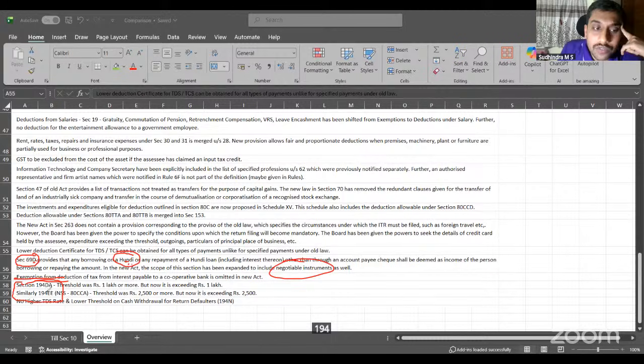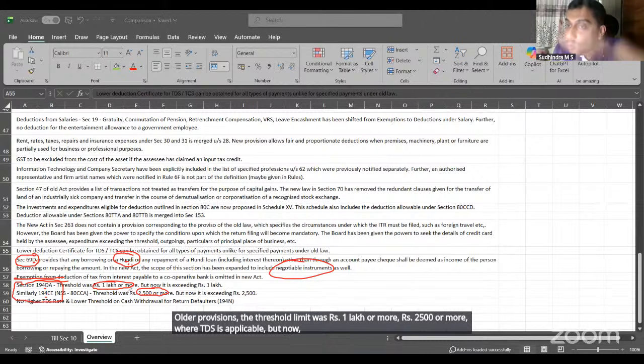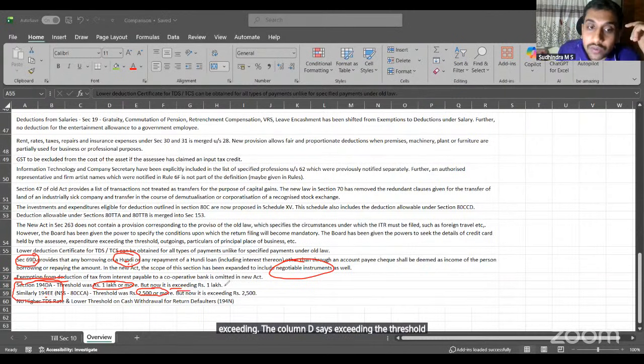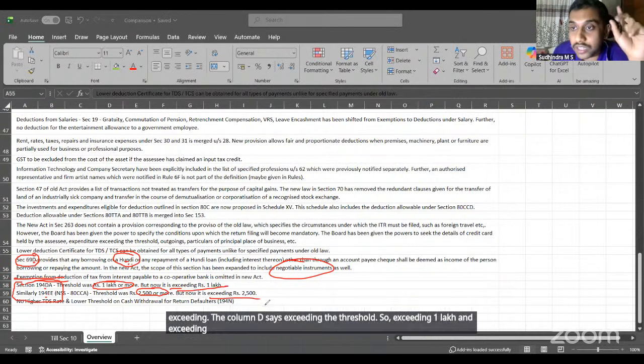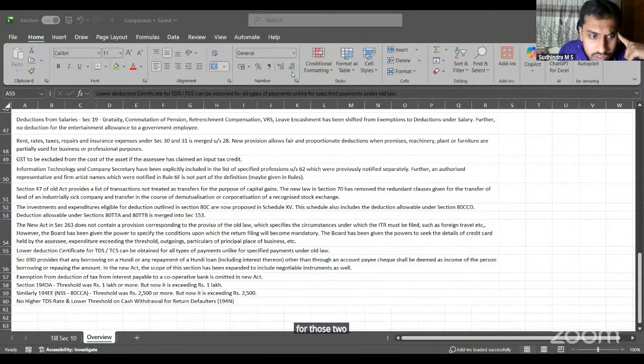In 194DA and 194EE, under the old provisions, the threshold limit was rupees 1 lakh or more, rupees 2,500 or more, where TDS is applicable. But now it's a uniform provision which says exceeding. Column D says exceeding the threshold. So exceeding 1 lakh and exceeding 2,500. A slight change in the threshold limits for those two particular TDS provisions.